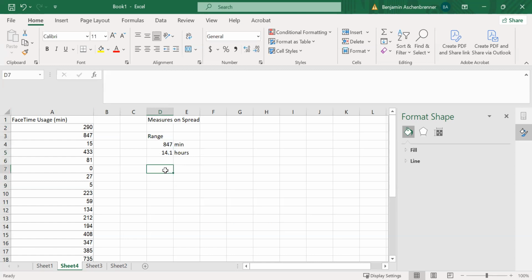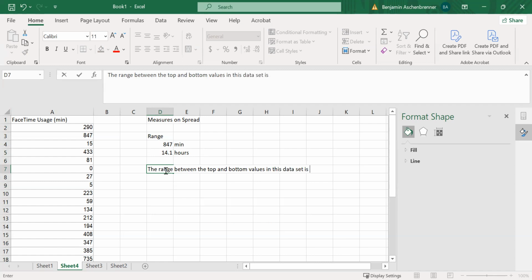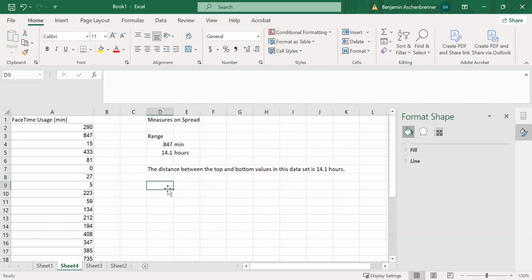So how would I say this? The range, this kind of range is a technical term, and it's also kind of just a basic term that describes the situation between the top and bottom values in this data set: 14.1 hours. So to not use the technical term, I could say the distance between the top and the bottom values in this data set is 14.1 hours. So there's a lot of spread if we think about the range.